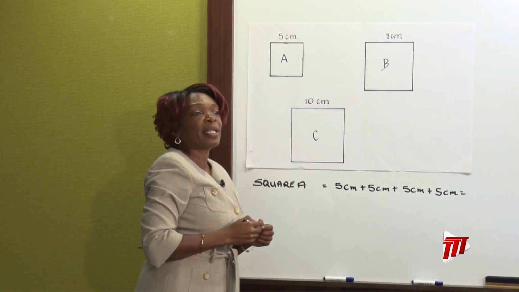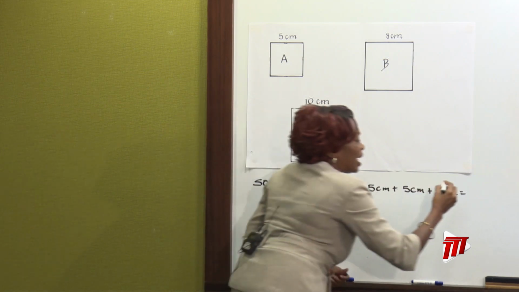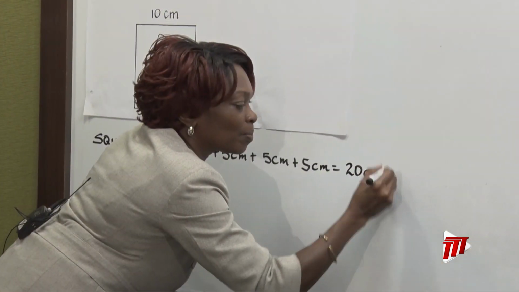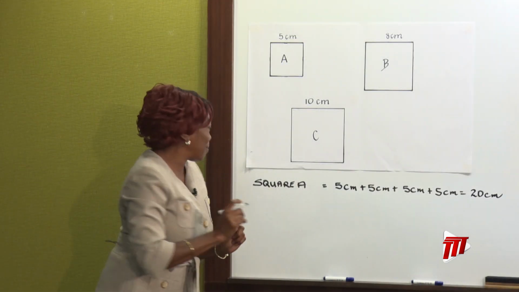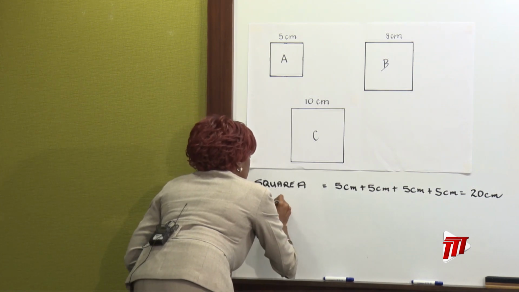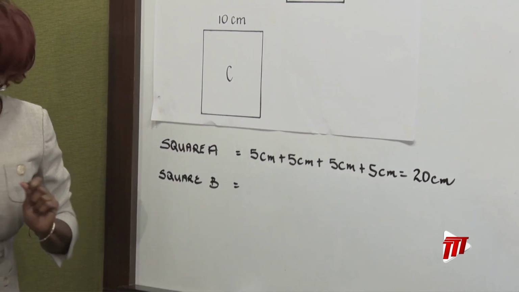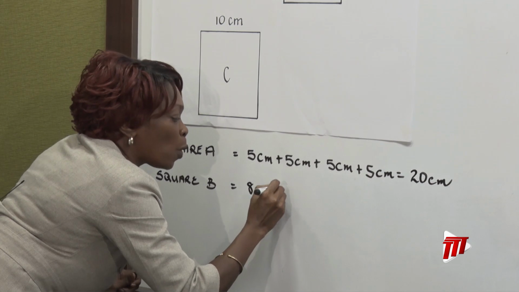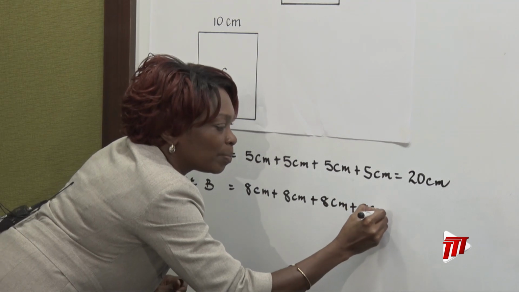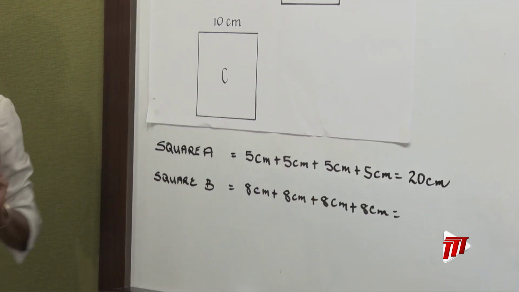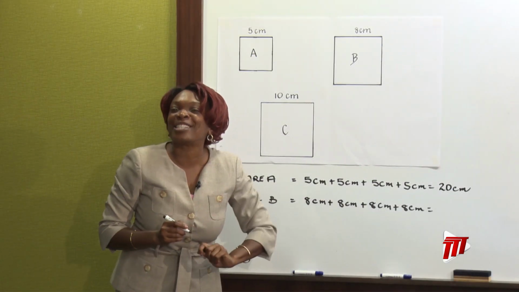What will be the total perimeter? 5 add 5 add 5 add 5 will give me what? 20 centimeters. Let's put the answer down. Let's look at square B. I know some of you already have the answer, but that's okay. Eight centimeters, let's follow the pattern. There are 4 equal sides. So, what are we going to do? We are going to add up all 4 sides. 8 add 8 add 8 add 8 will give us what? 32 centimeters.